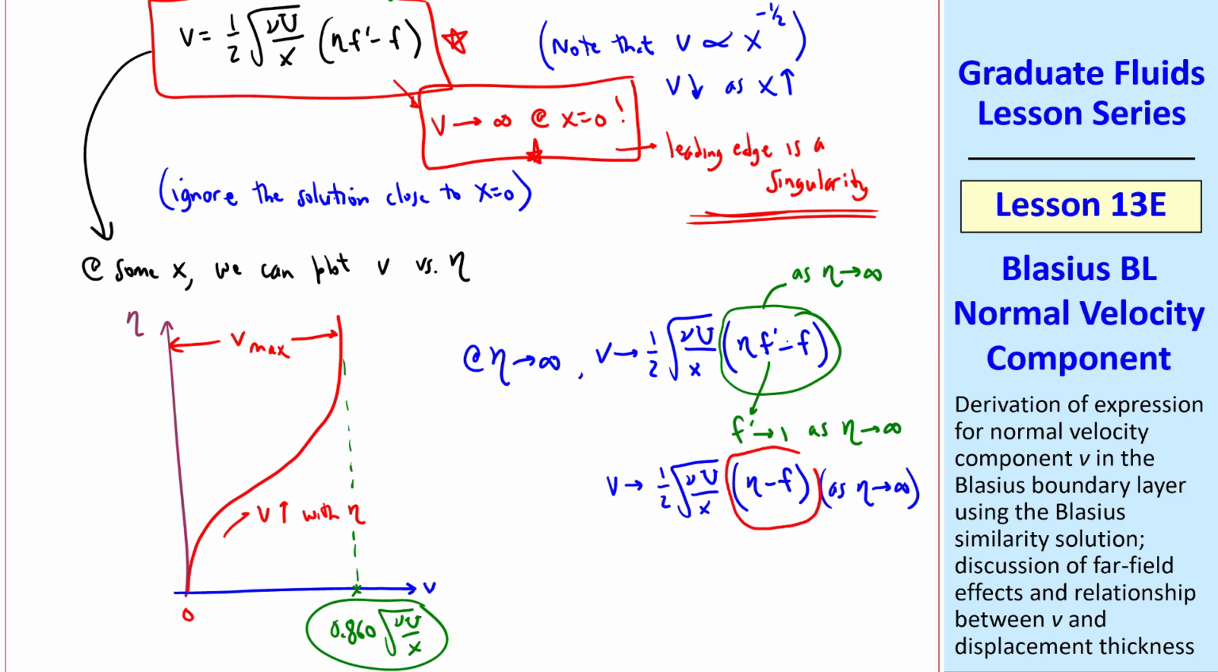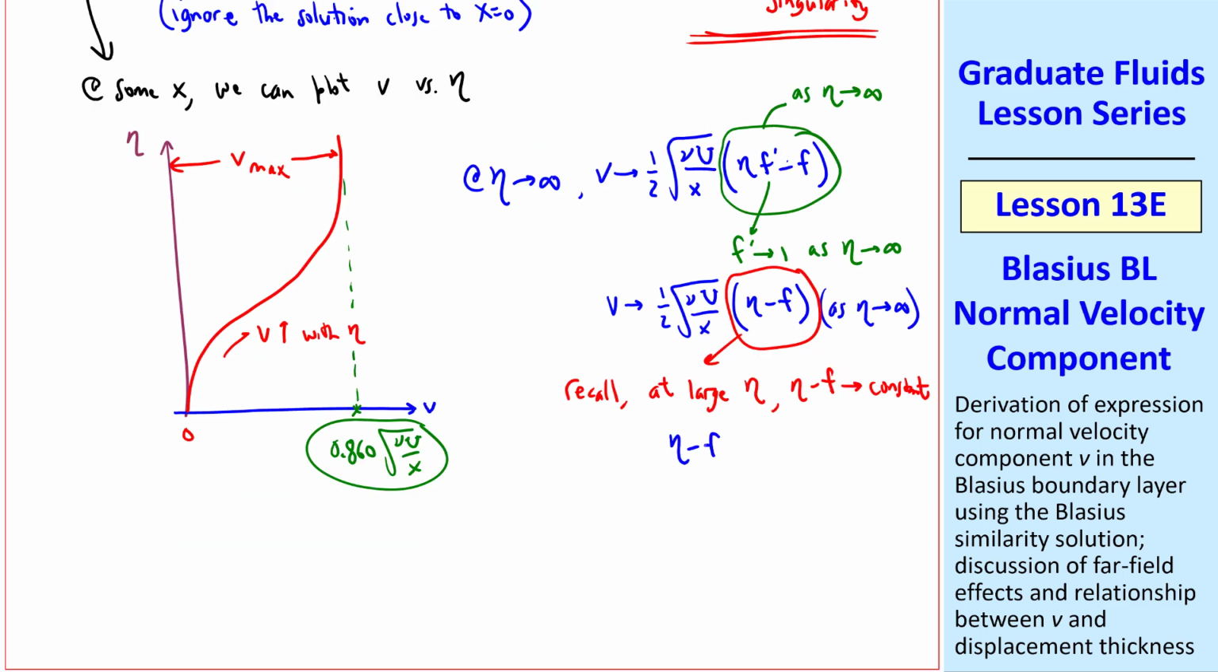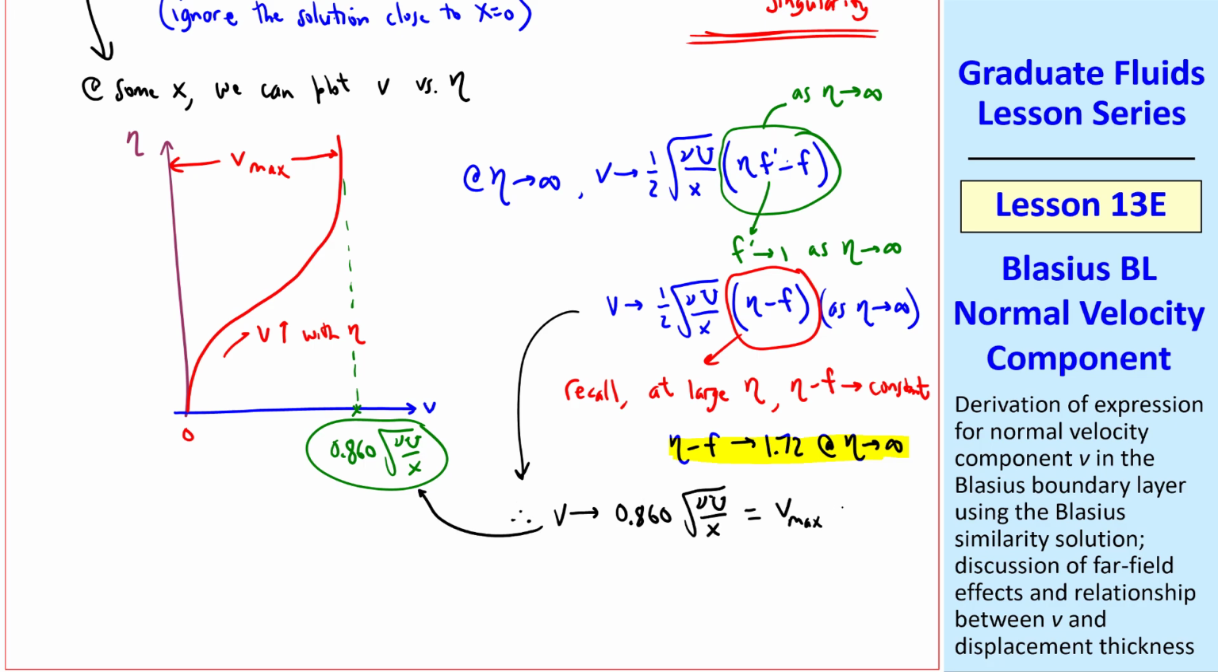Well, we've done this before. You may recall that at large eta, eta minus f approaches a constant. In fact, eta minus f approaches 1.72 as eta goes to infinity. I showed this in a previous lesson when we were deriving the equation for delta star. It comes from our Runge-Kutta solution. Therefore, with this factor of 1/2, v approaches 0.860 square root of nu u over x. And this is v max outside the boundary layer.